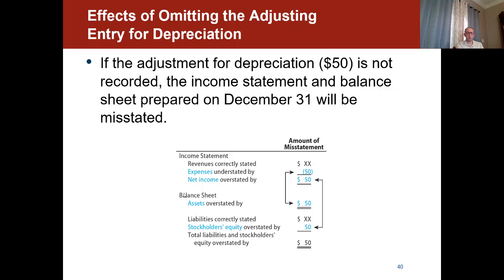On the balance sheet, you can see the asset account would be overstated. And stockholders' equity, because of the overstatement of net income, would also be overstated. And nothing would affect liability. So the four things that would be affected would be expenses understated, net income overstated, assets overstated, and stockholders' equity overstated. So that was the last kind of adjusting entry we need to learn. So we have four adjusting entries related to accruals and deferrals or prepayments. And then we have the depreciation expense.